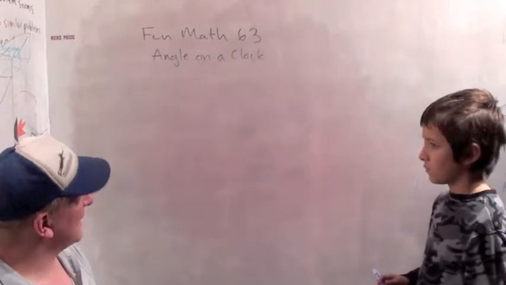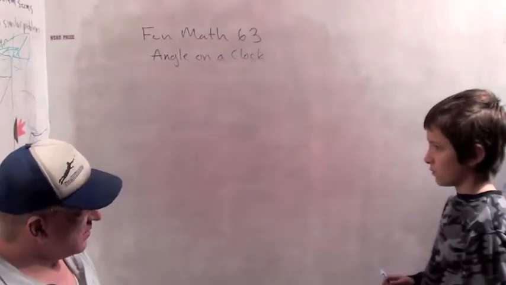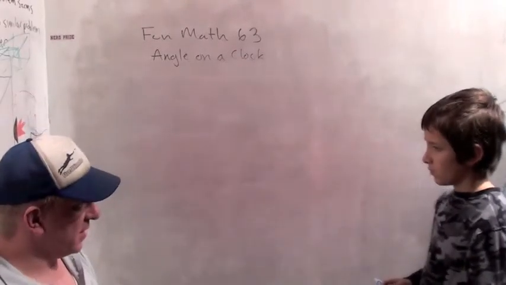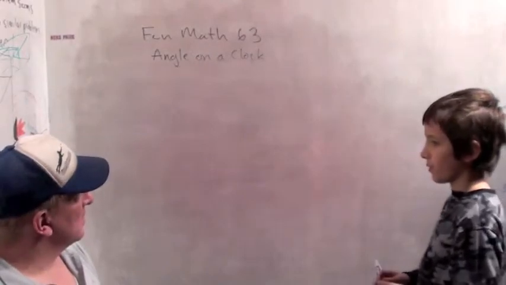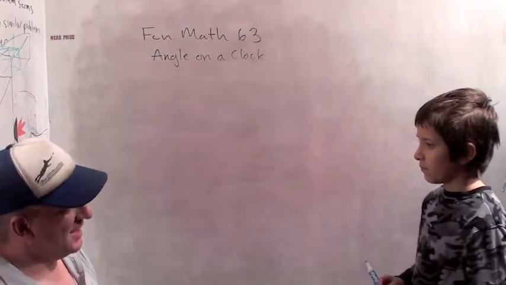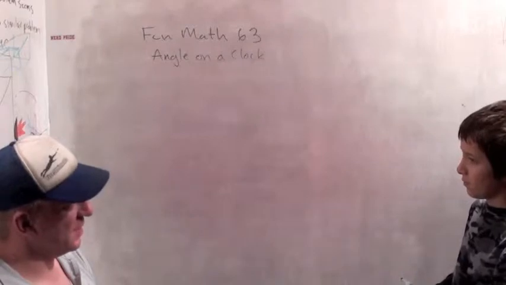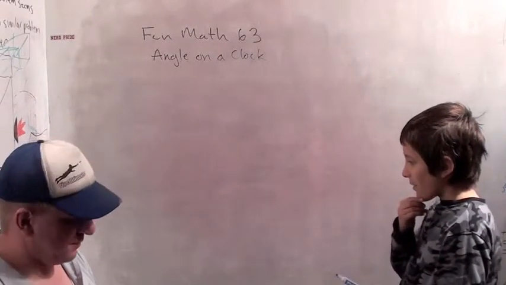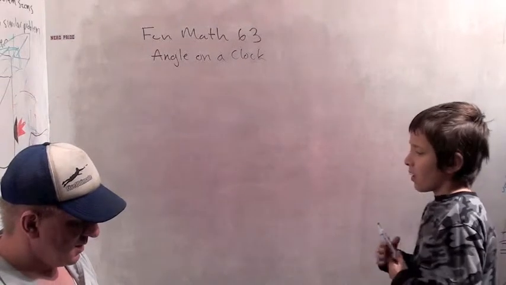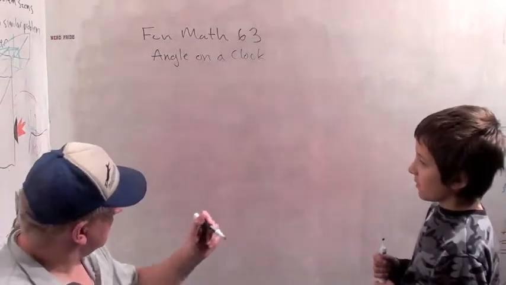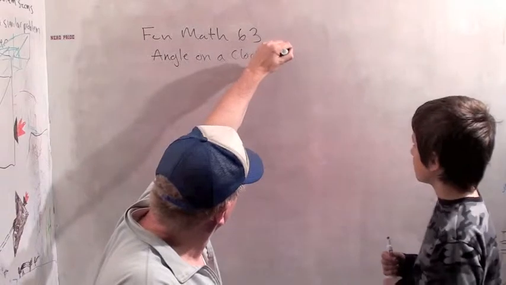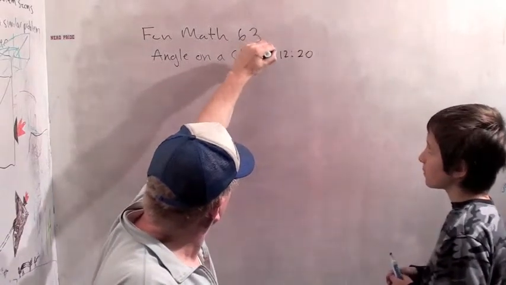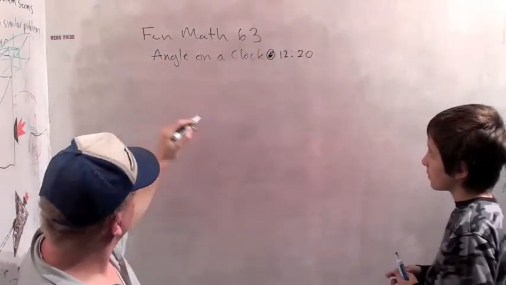Today we're going to do a more complicated time. I'm going to let you pick it. Pick a time, but don't pick 4 o'clock or 5 o'clock. Pick a mediumly complicated time. Don't pick 9:23.67 seconds or something. Okay, what's a good time? How about, let's do 12:20. Okay, the angle on a clock at 12:20.